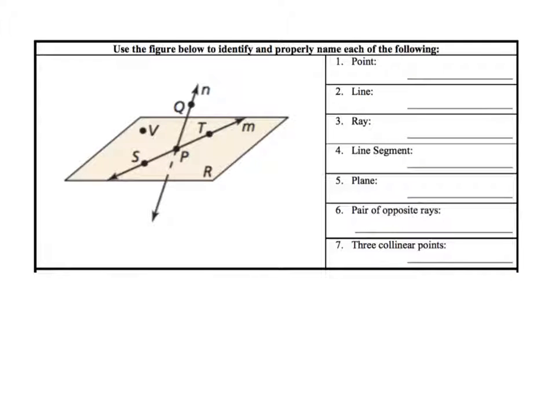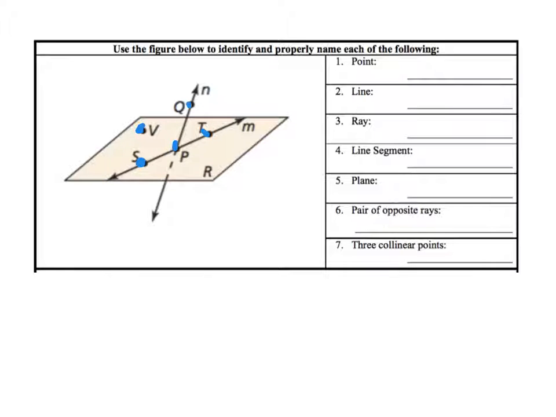Hey everybody, we are going to answer questions 1 through 7 in this video. The first one says name a point. We're going to use the figure to identify, properly name each of the following, starting with a point. So for a point, I'm looking for one of these spots that have a dot next to them.